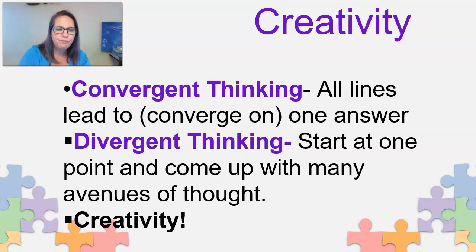Whereas divergent thinking is where you start with one point and you work outward. You try to come up with as many different ideas or different connections as you possibly can. And that is what creativity is considered. Divergent thinkers are said to be very creative thinkers, able to start at one point and work your way out to many different ideas.